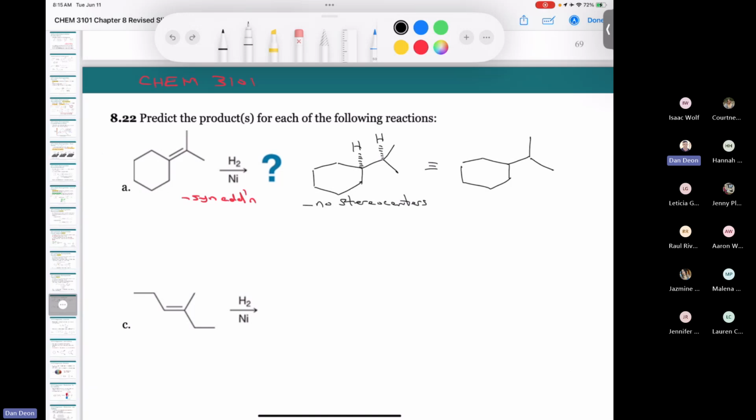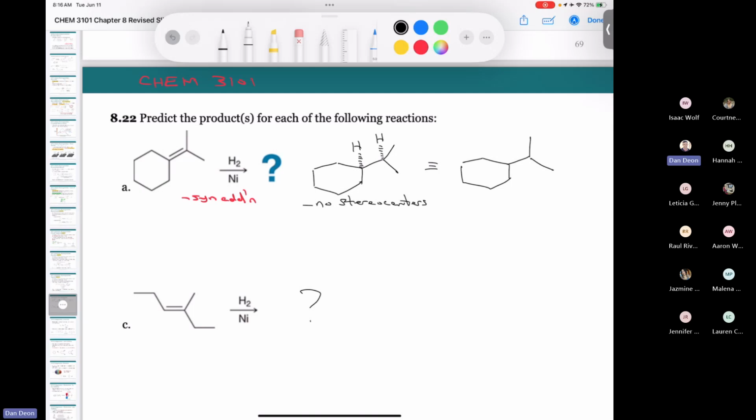Could anybody tell me, if we do the hydrogenation of this compound, so if we convert this alkene to an alkane, could anybody tell me how many stereocenters would we form once we perform a hydrogenation on this compound? Does anybody have an idea how many stereocenters would be formed when we hydrogenate this compound?